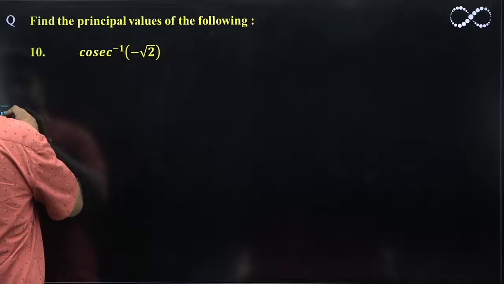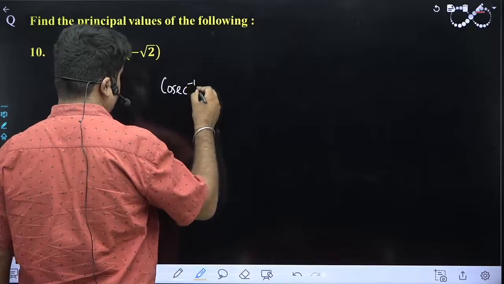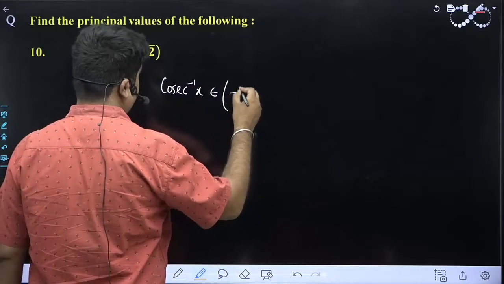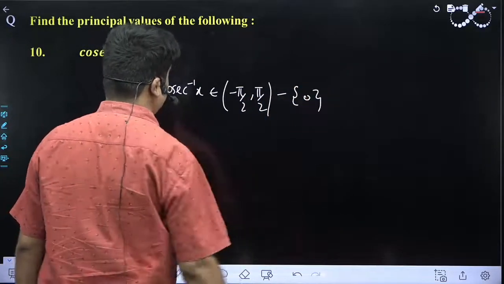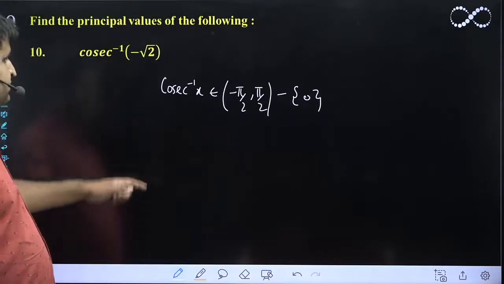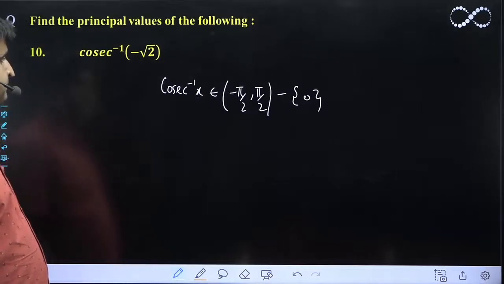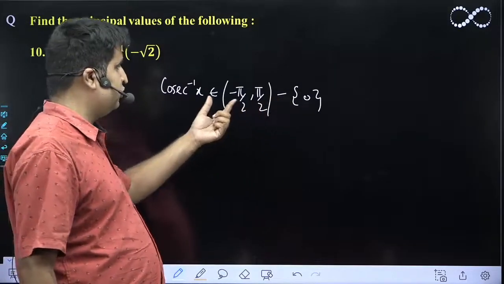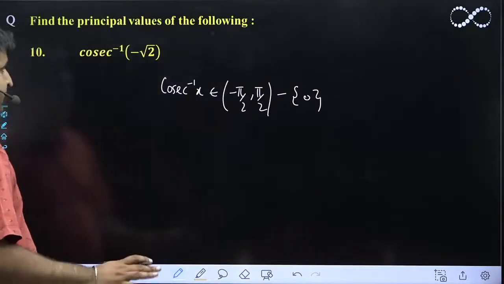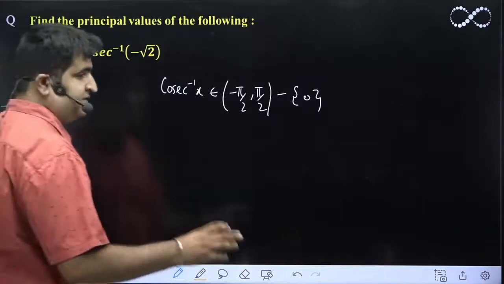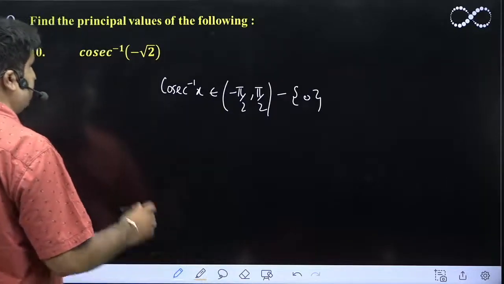Cosecant inverse of minus root 2. So cosecant inverse x lies between minus pi by 2 to pi by 2, excluding 0. Because if you see 0, that is only possible when sine theta is 0. So that is not possible in this case, because if sine theta is 0, cosecant will become not defined. So this is not defined at 0.